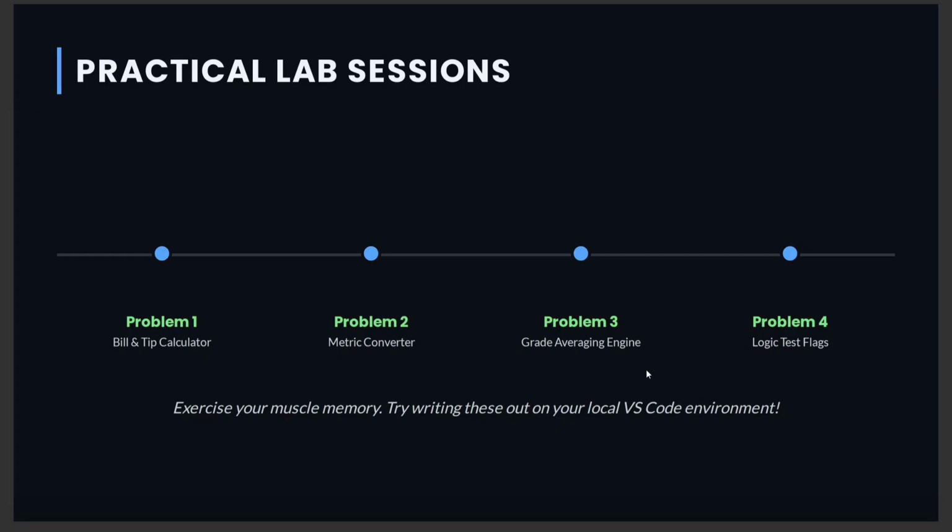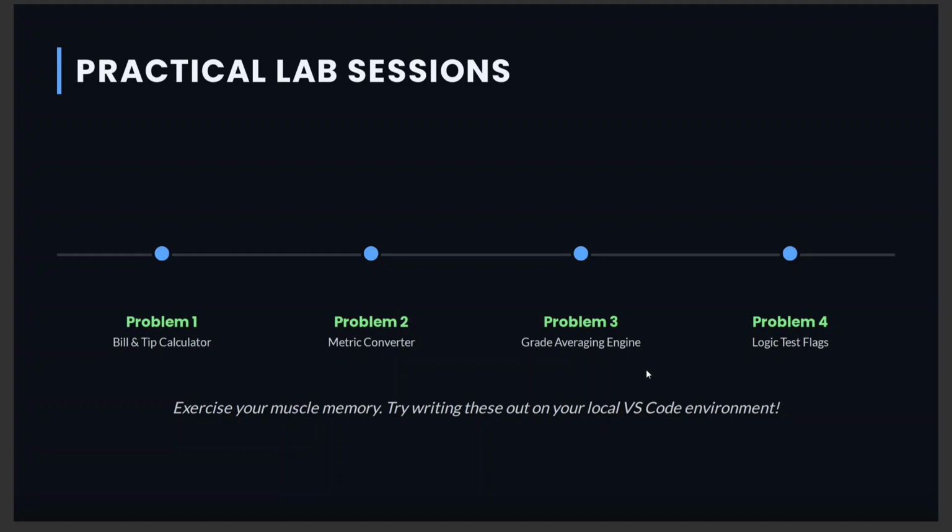Logic test flags. This is the final challenge. The real world scenario: think of a portal where students log in to see if they pass their exams. The passing marks is 50. The computer needs to look at the marks and stamp the profiles with a simple pass or fail. Let's map it out using the IPO model again. The input will be the student's numerical score from 0 to 100. And the process, we will compare the score to a passing threshold of 50.